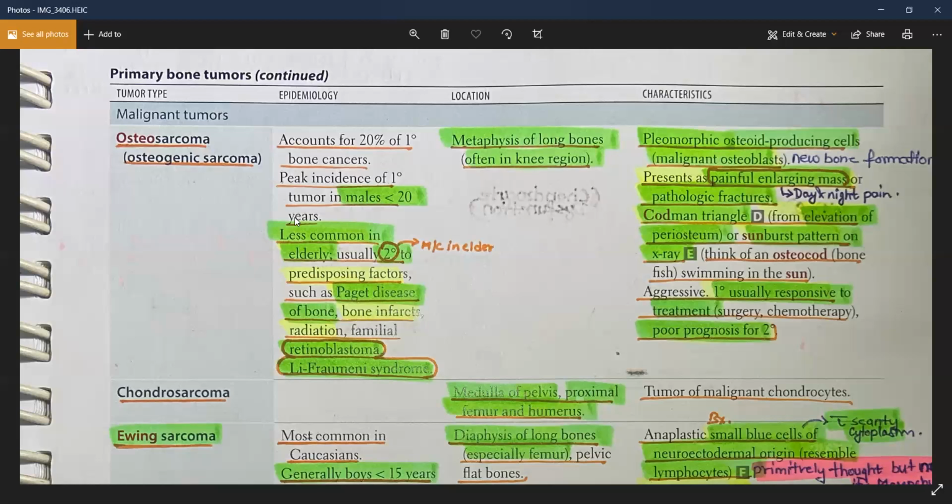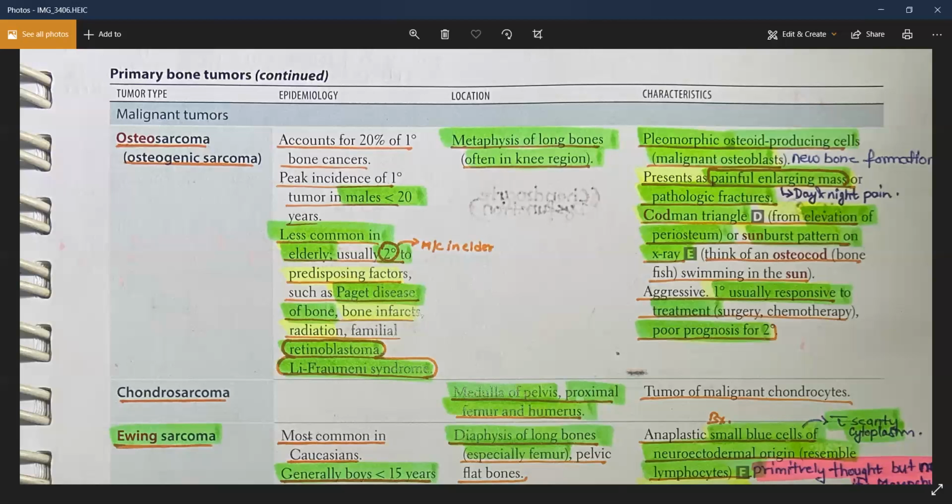Swelling could be there. Then you can do the X-ray, in which you can get two things: the sunburst appearance and the Codman's triangle. You can do the biopsy, in which you can see too much osteoid in a disorganized fashion. And the history of the patient is also very important. The age is important, and the patient's disease history is important. On X-ray, you can also get the lytic lesion sometimes, right? And that would be everything about the osteosarcoma.